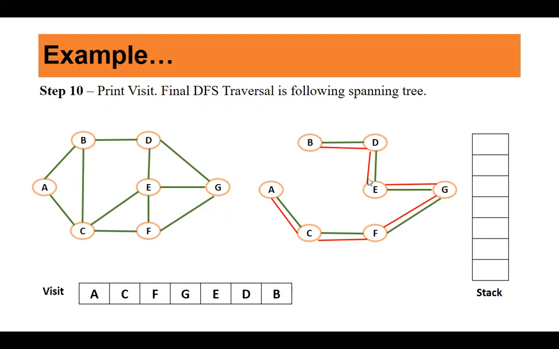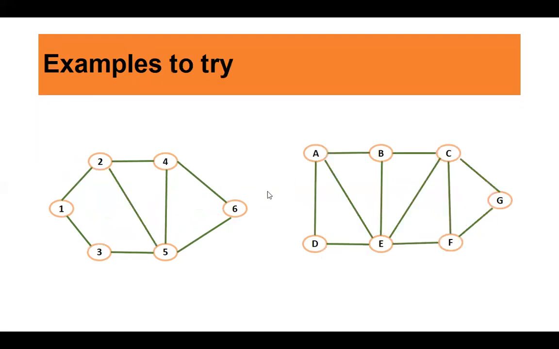Fine. It is a depth first search because from A you are moving to C, F, G, right? And then you go to E, D, and B. Fine. I hope the concept is clear. These are two examples I want you to try.